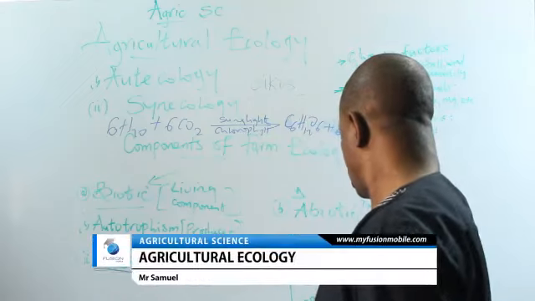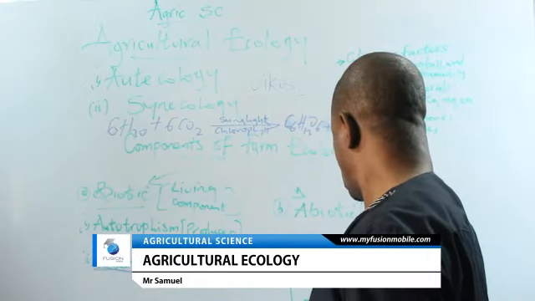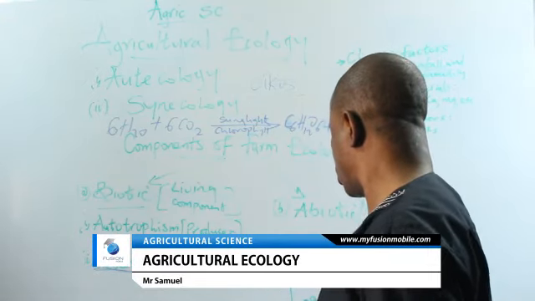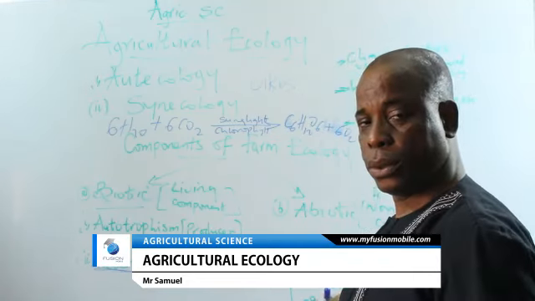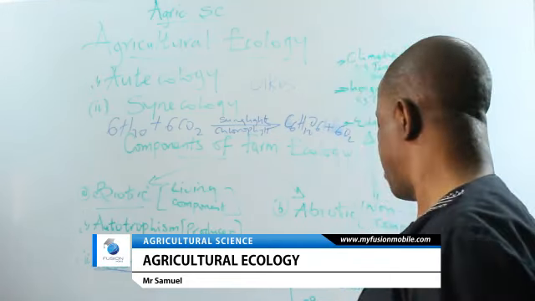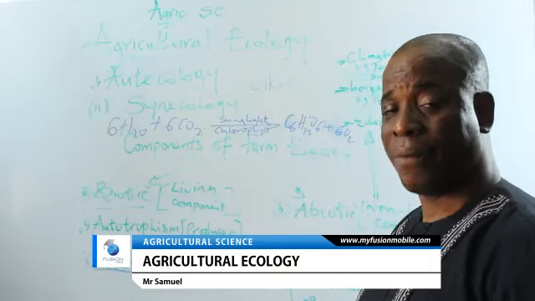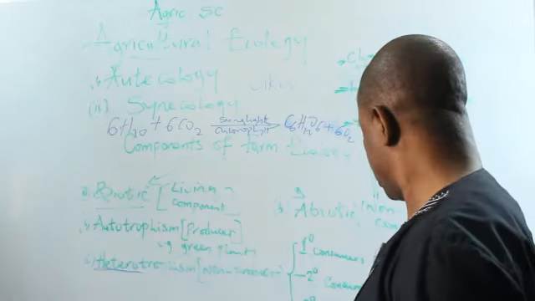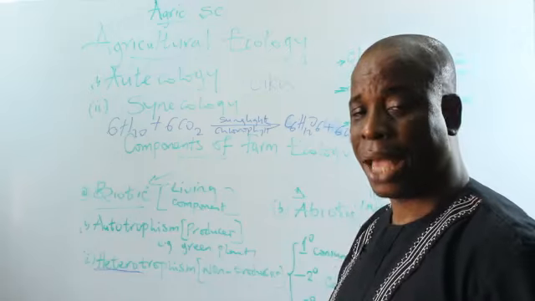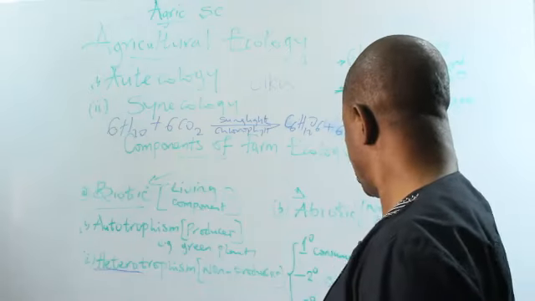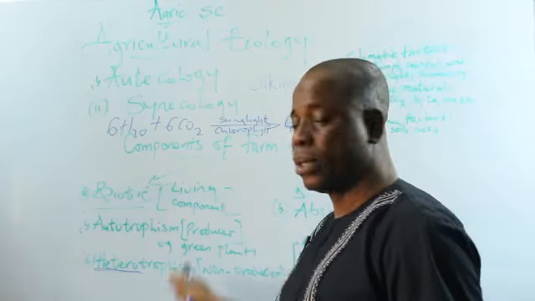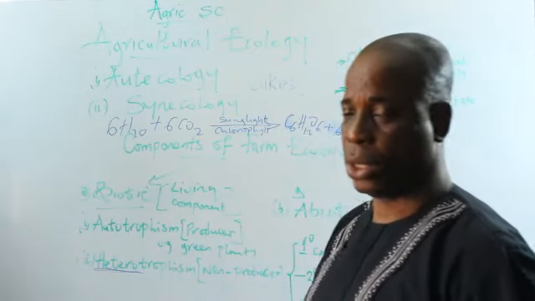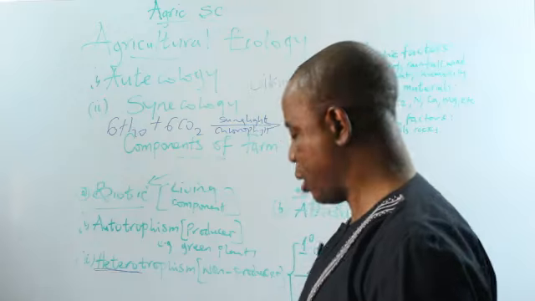Now, after these secondary consumers, you also have what we call the tertiary consumers, the third group. The third group feeds on the second group. So we may have here man. We may also have the tiger, lion, hyena. They feed on the secondary consumers. Now, these are the biotic components of the farm ecology or the farm ecosystem.